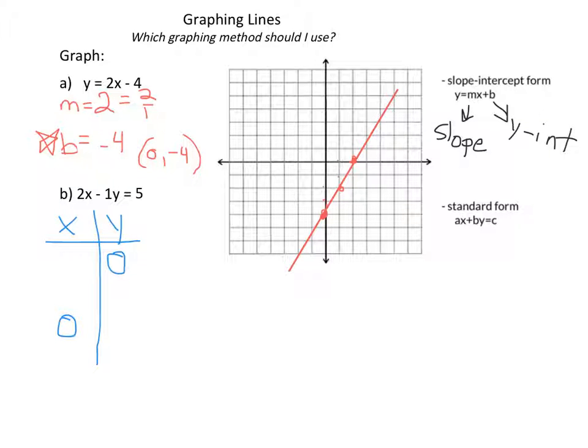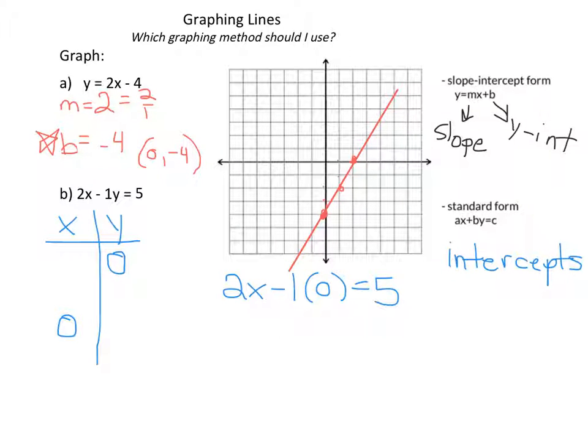Moving on to the second equation, 2x minus 1y equals 5, I recognize right away that that is standard form. When you're graphing with standard form, you're going to be best off identifying or calculating the intercepts before you do anything else. I'm using a t-chart to do that. To find my intercepts, I need to put in 0 for y to find the x-intercept and 0 for x to find the y-intercept.